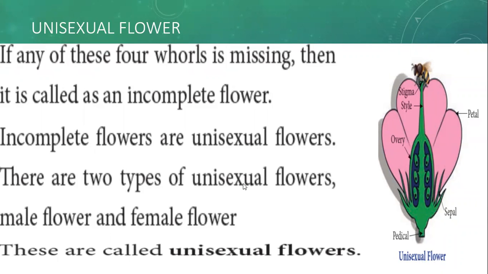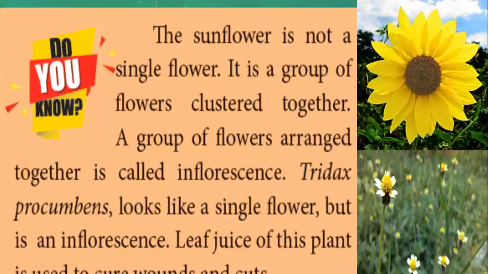There are two types of unisexual flowers. One is the unisexual female flower. Another one is the unisexual male flower. If the male part is missing, that is a female flower. If the female part is missing, that is a male flower. So these are called unisexual flowers. So we have studied the types of flower: bisexual flower and unisexual flower.